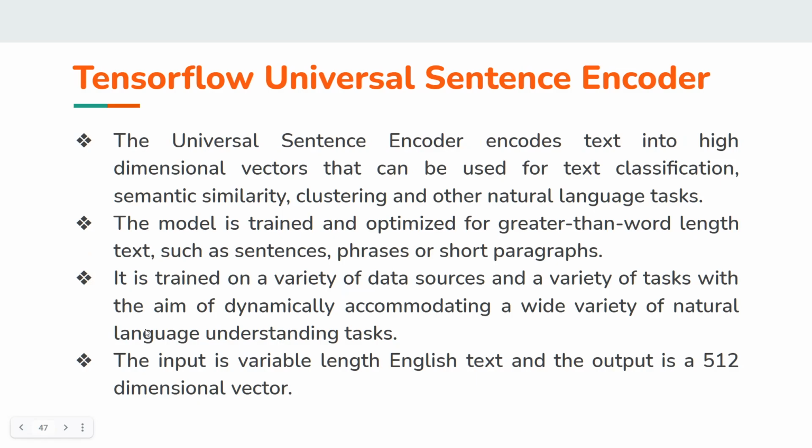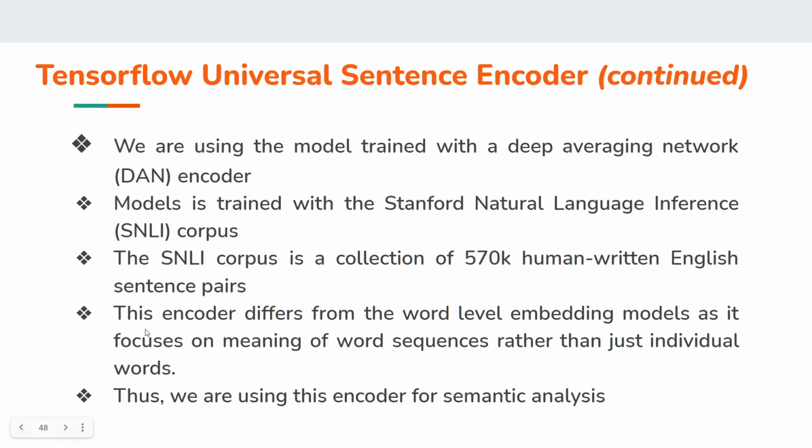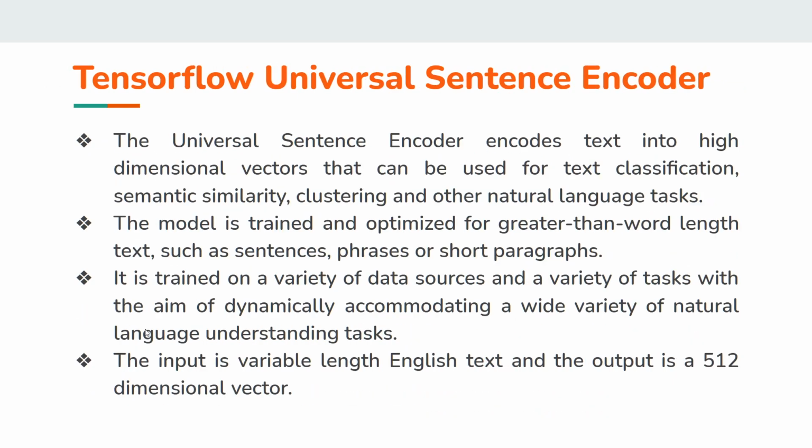This is the last feature that we have used, the Universal Sentence Encoder. The Universal Sentence Encoder encodes text into high-dimensional vectors and can be used for text classification, semantic similarity, clustering, and other natural language processing tasks as well. The model is trained and optimized for greater than word length text such as sentences, phrases, or short paragraphs. It is trained on a variety of data sources and a variety of tasks with the aim of dynamically accommodating a wide variety of natural language understanding tasks.